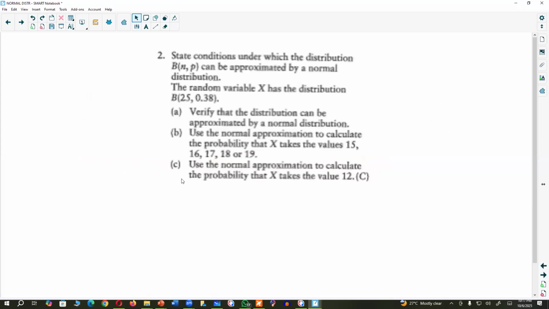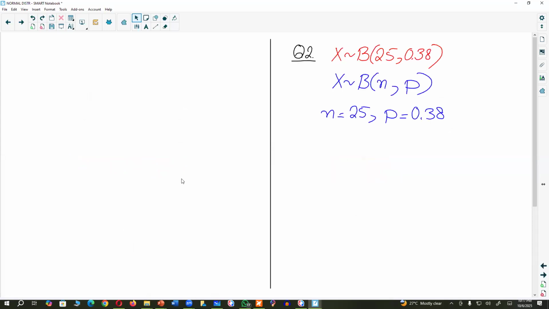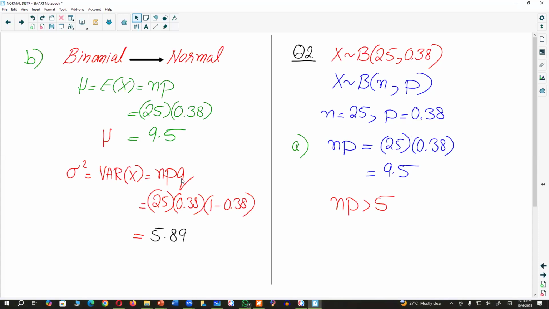Question number 2. State conditions on which the distribution can be approximated by a normal. The random variable x has this distribution. Verify that the distribution can be approximated by a normal distribution. First, you have to mention the conditions. Binomial is 25, 0.38. So n comma p, we got the n, we got the p. So we multiply them. np is 9.5. What is the condition? np should be greater than 5, and it is. So binomial can be shifted to normal. We find the mean, we find the variance, and this way binomial is shifted to normal.